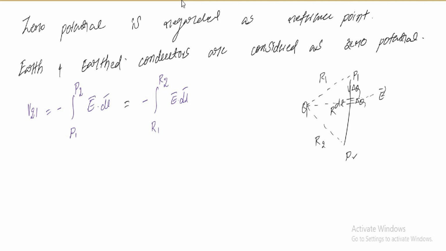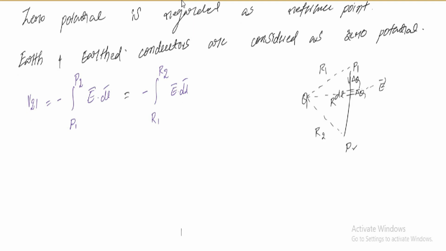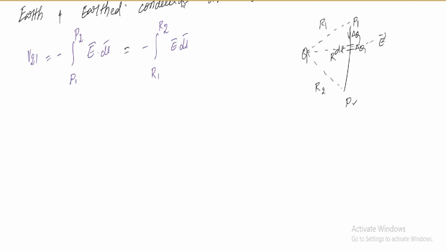This E dot dL can be written as, what is the E? E is nothing but electric field intensity. So V21 is equal to minus integration over R1 to R2 of Q by 4 pi epsilon R square, a_R, the unit vector in the direction of R, dot dL. We have already seen that a_R dot dL is nothing but dR.